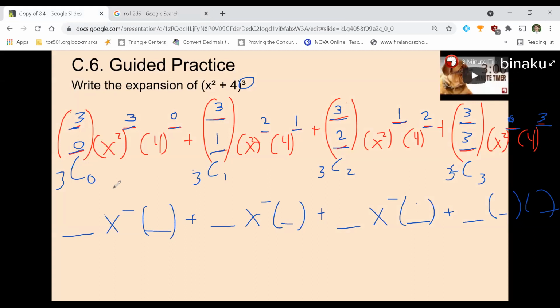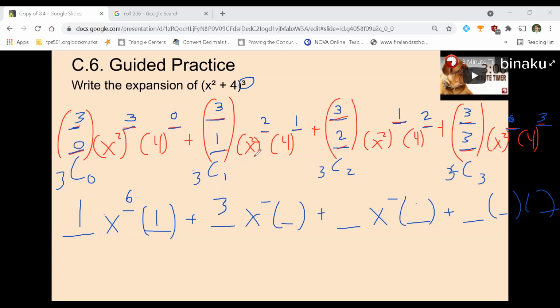What is 3 choose 0? Trent, hold on, so Miles can hear. What's 3 choose 0? It's 1. What is x squared to the third power? What is 4 to the 0? Yes, 1. What is 3 choose 1?